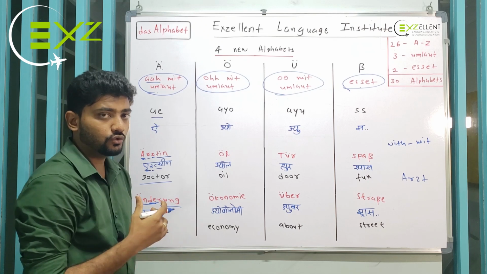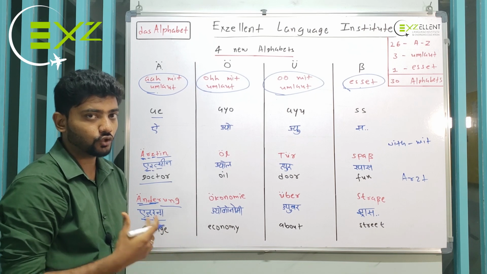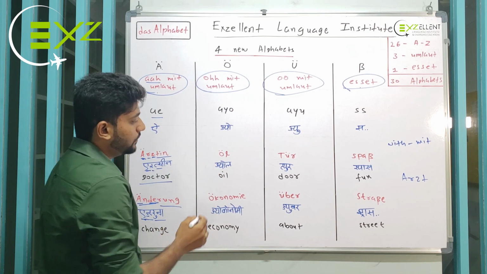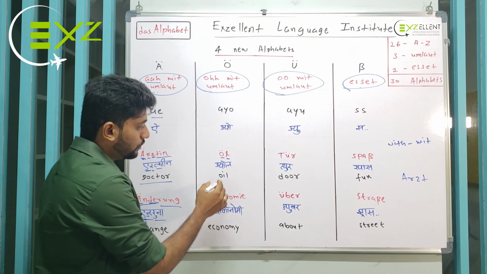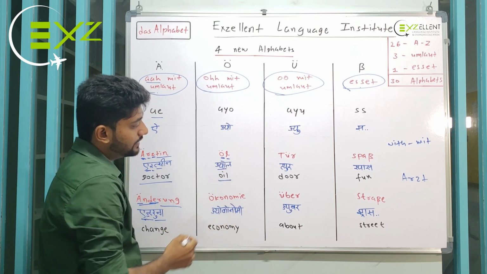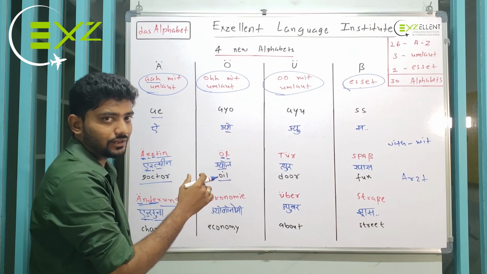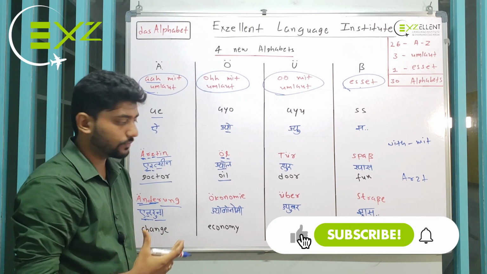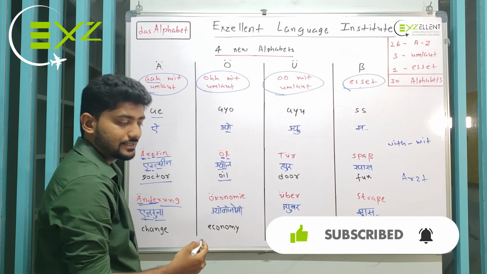Now let's talk about O mit umlaut. Pronunciation is yo. Now let's have an example. So this is Öl. It means oil in English. See, O mit umlaut is yo. We have written here yo, right? But in reality the pronunciation is not like a complete yo, it is just like yo. So this is Öl.